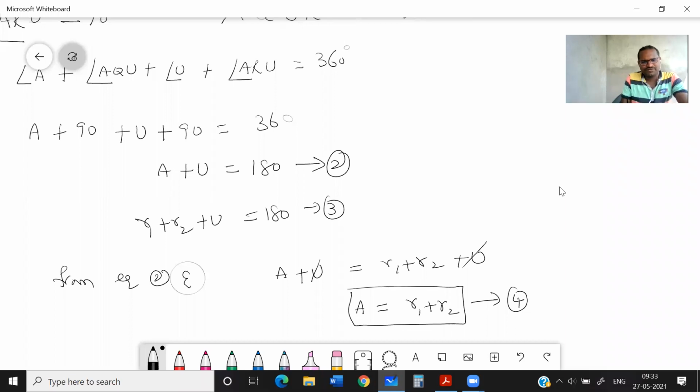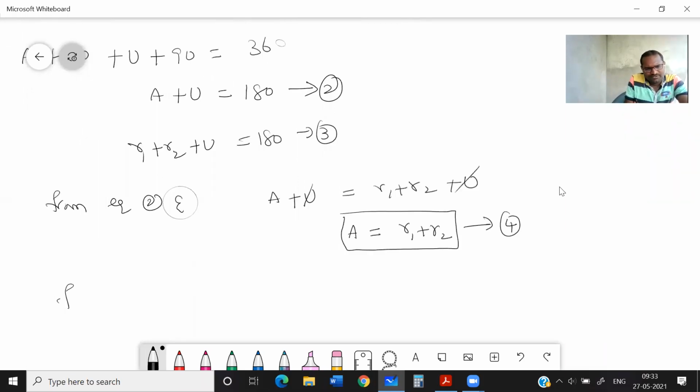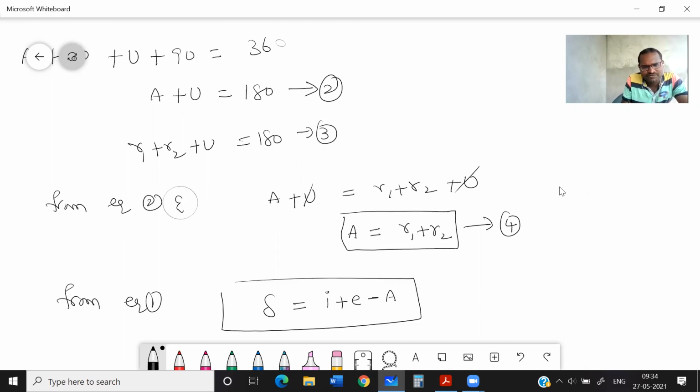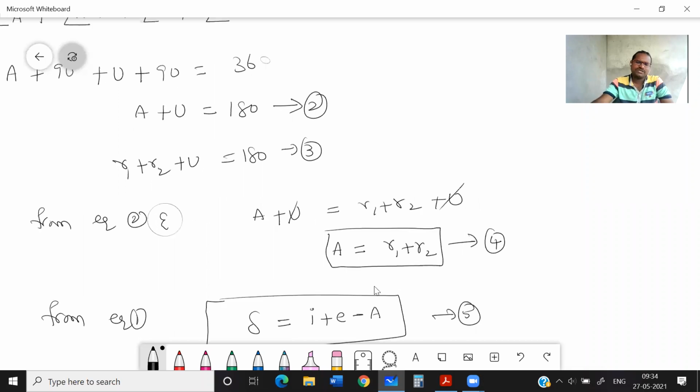From equation 1, we can say deviation is equal to I plus E minus (R1 plus R2), which is A. Deviation produced in a light ray is this much. Equation number 5 we make it. Clear, students? So deviation produced in a light ray is I plus E minus A.